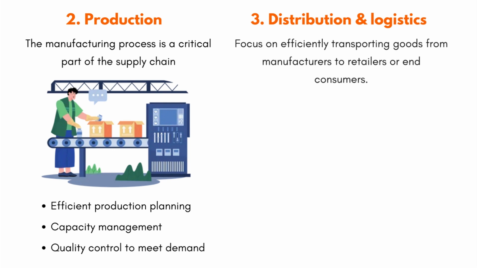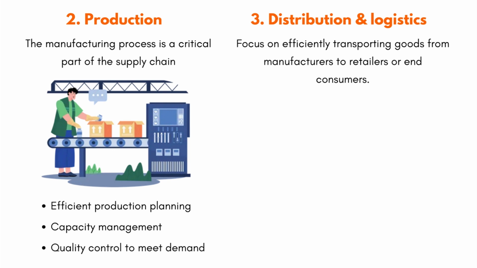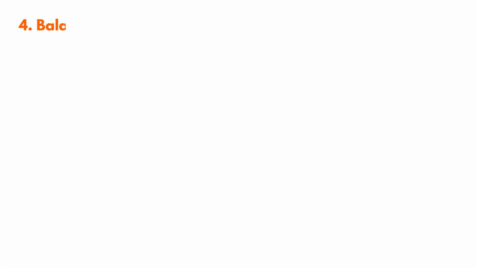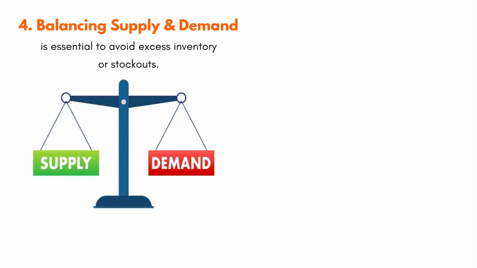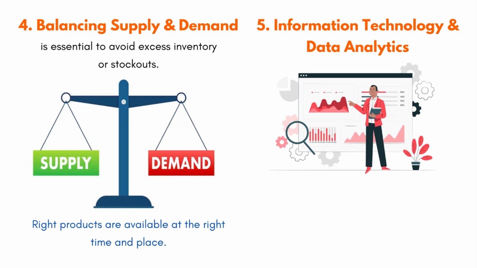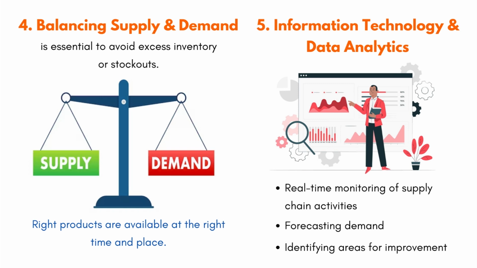Distribution and logistics focus on efficiently transporting goods from manufacturers to retailers or end consumers. It includes warehousing, inventory management, transportation, and order fulfillment. The fourth component, inventory management, involves balancing supply and demand, which is essential to avoid excess inventory or stockouts. Effective inventory management ensures the right products are available at the right time and place. Information technology and data analytics is the final component of supply chain management. Leveraging technology and data analytics helps in real-time monitoring of supply chain activities, forecasting demand, and identifying areas for improvement.